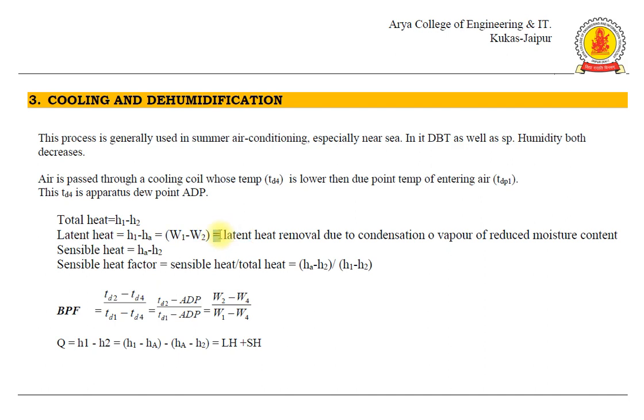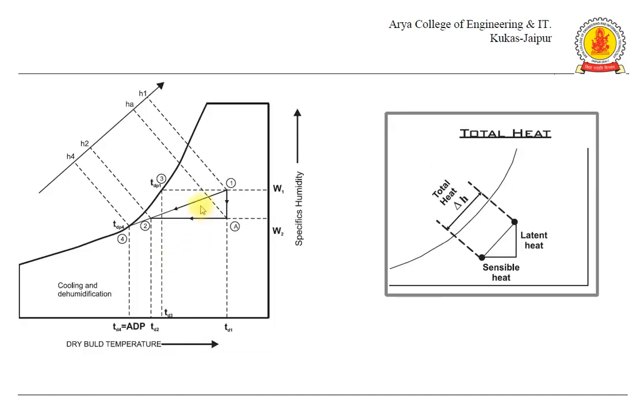This equal sign should not be here. Okay, forget it. Now sensible heat part will be HA minus H2. Let us see here. Sensible heat will be HA minus H2. This is the sensible heat part, from point A to point 2.